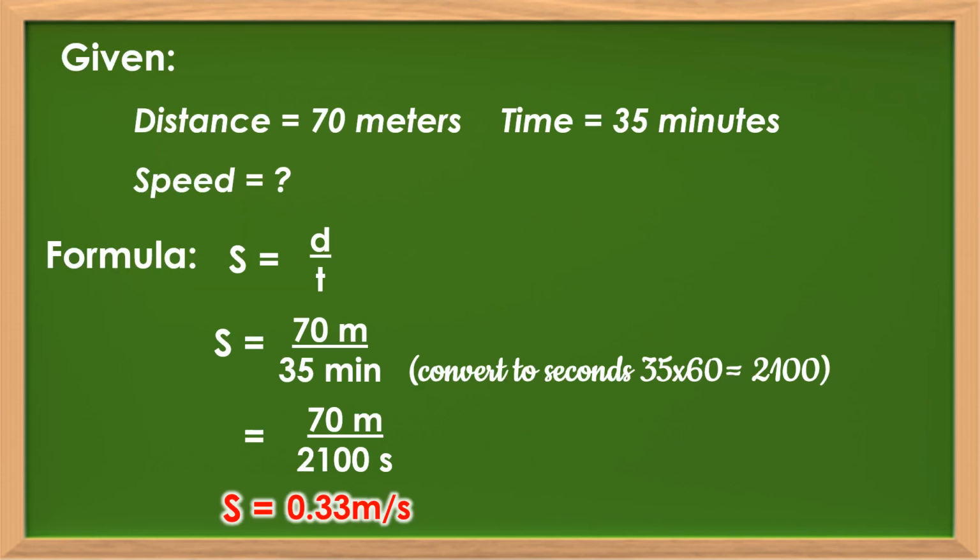What are given in the word problem? We have distance, which is 70 meters, time 35 minutes, and the formula in finding the speed is distance divided by time. So, 70 meters divided by 35 minutes, but first you are going to convert 35 minutes into seconds. So, it would be 35 times 60. The result is 2,100 seconds. Now, 70 meters divided by 2,100 seconds would be 0.33 meters per second.